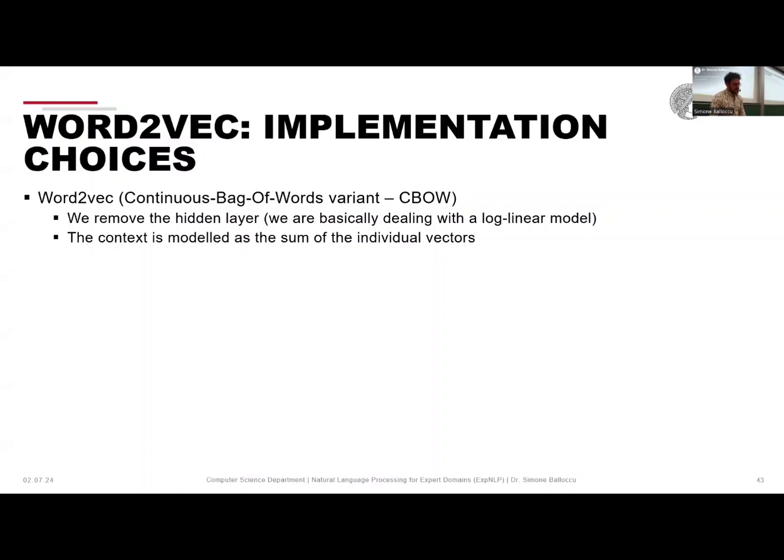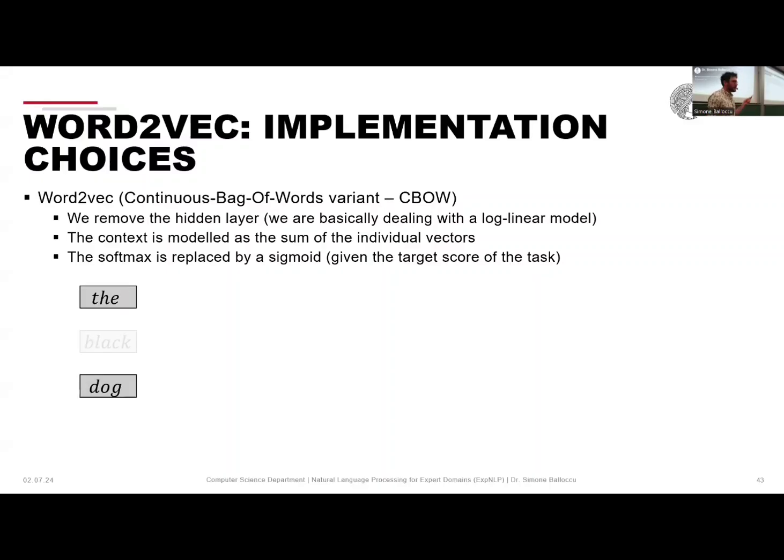The context is modeled as the sum, not as the concatenation of the vectors. So we just sum them. And the softmax is replaced by a sigmoid, which makes sense because we're not predicting a probability. We're just predicting a score between 0 and 1. So much cheaper. So we have our context, like "the" and "dog". It's our context. We want to predict "like".